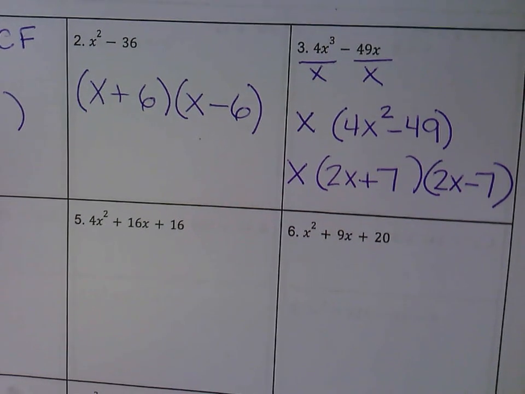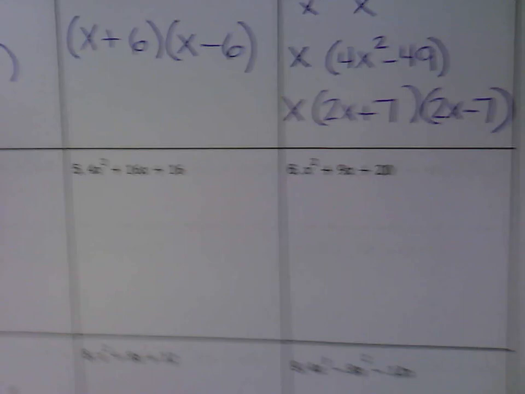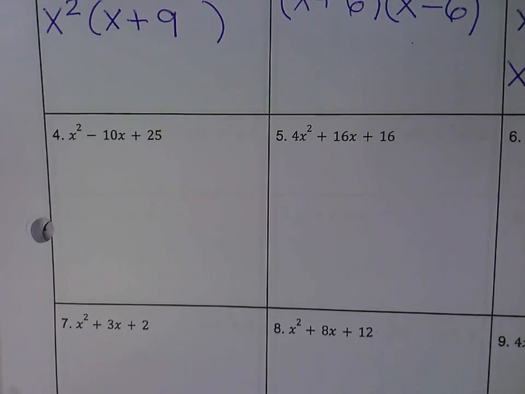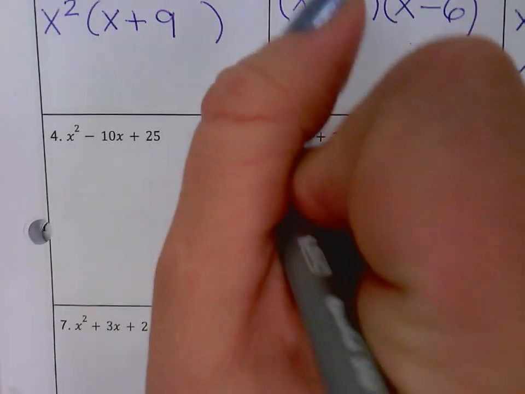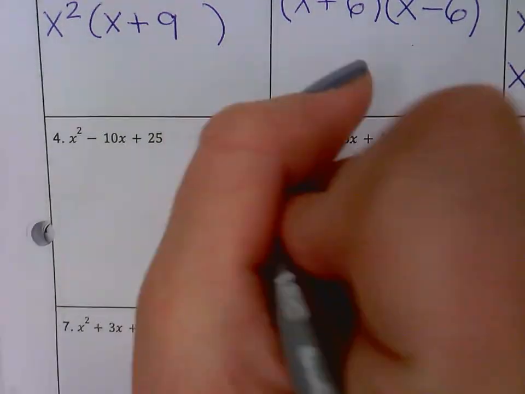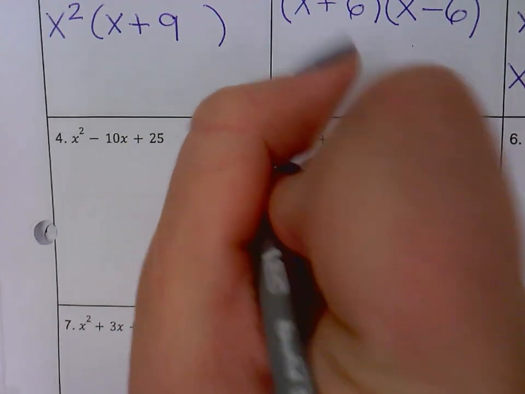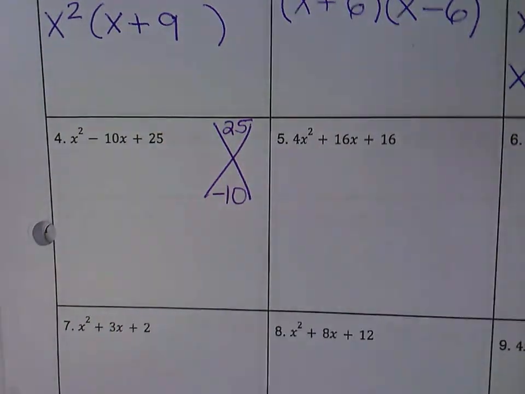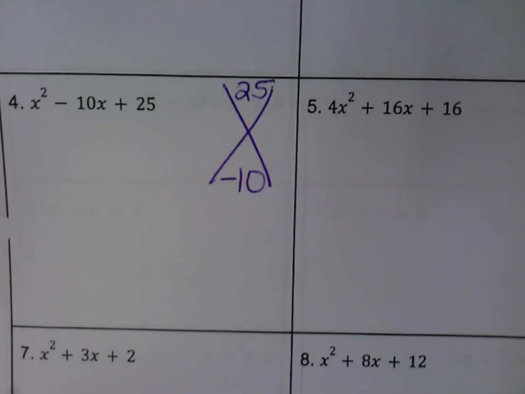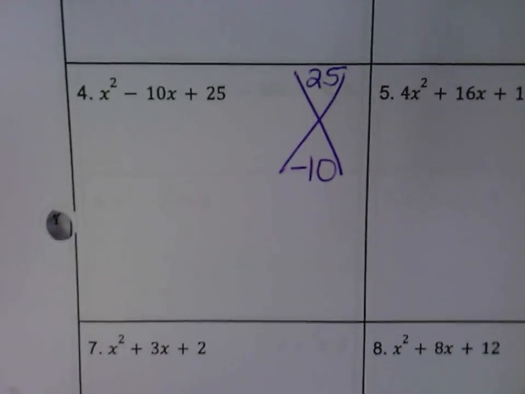All right, number 4. Which method is number 4? That's a trinomial, 3 terms. See, we've used that vocabulary word. A is 1. Remember, ax squared plus bx plus c? So how do I set up my diamond? Do you remember? I'm looking for factors of 25 that add up to negative 10. So what are the factors of 25 that add up to negative 10?